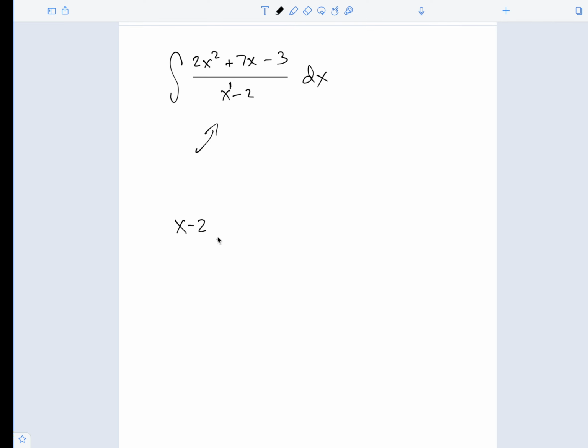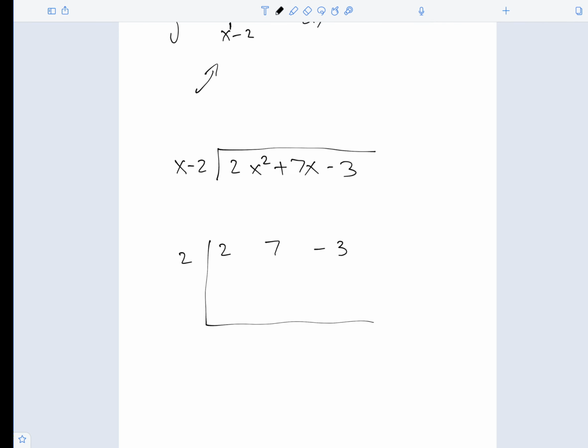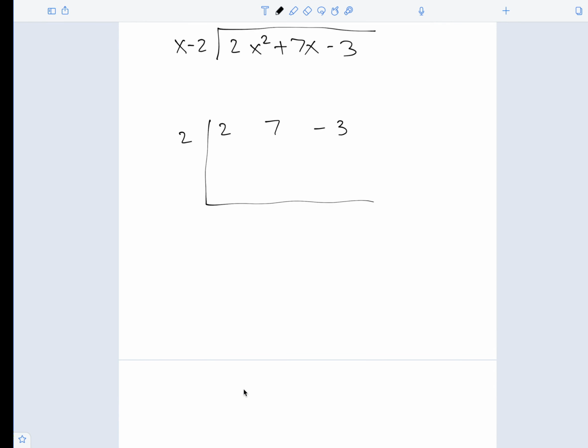Okay. So we can do long division like so. You also can do synthetic division. And since synthetic division tends to be the way that most people are happy doing this, let's do that. So if you recall, in synthetic division, we bring the 2 down, we multiply by this 2, then we add, and then we multiply, and then we add.